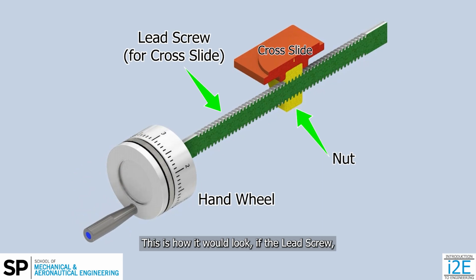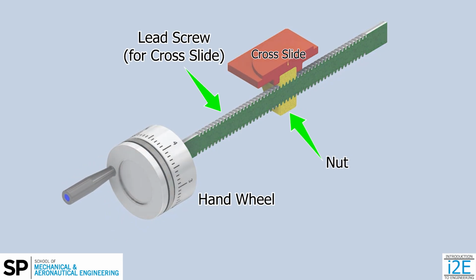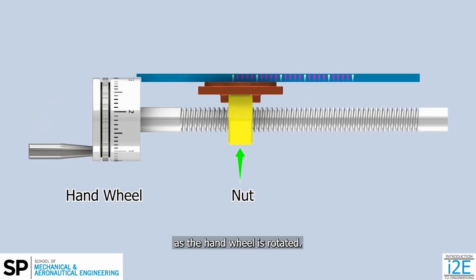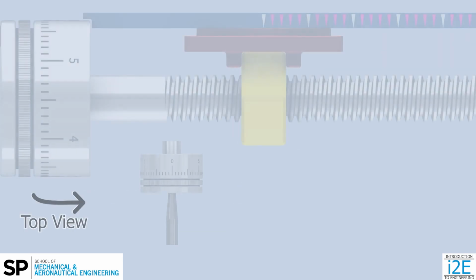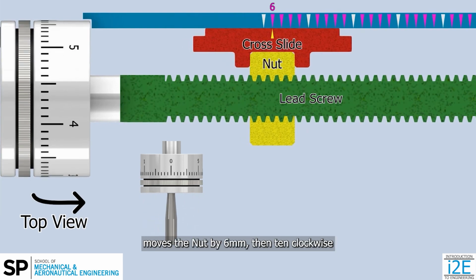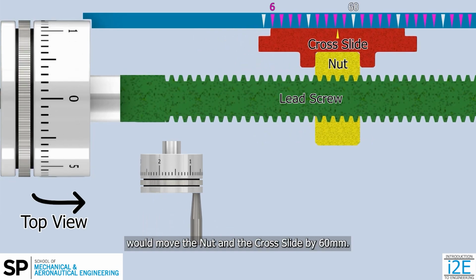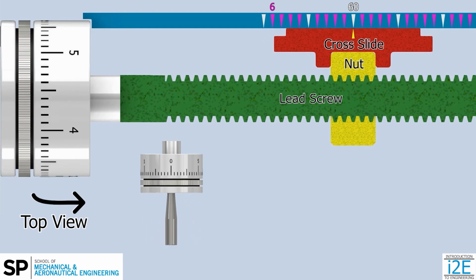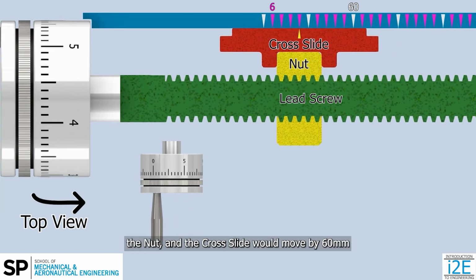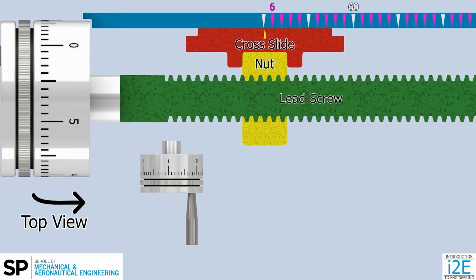This is how it would look if the lead screw, nut, and cross slide were sectioned. In a perfect system, the nut moves the exact amount as the handwheel is rotated. For example, if each round of the handwheel moves the nut by 6 mm, then 10 clockwise rotations of the handwheel would move the nut and the cross slide by 60 mm. And, when the handwheel is then rotated 10 counter-clockwise rotations, the nut and the cross slide would move by 60 mm and return to the initial point.